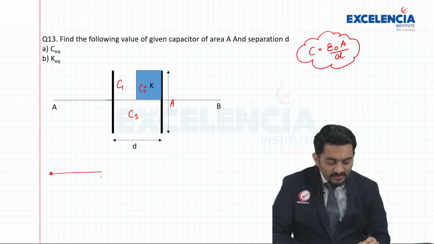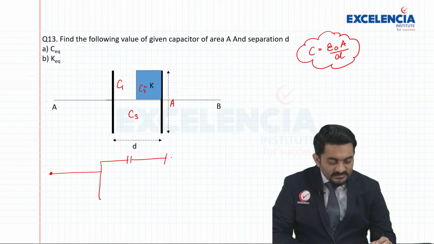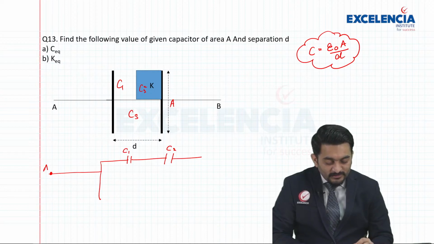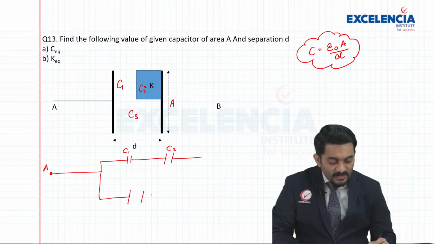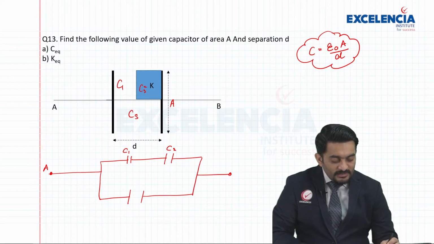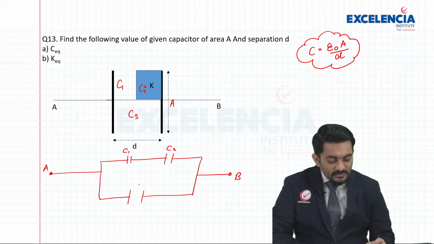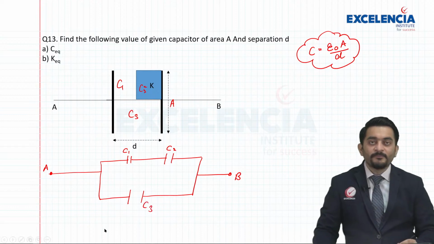From point A I will say C1 and C2. So this is my C1 and C2 appears to be connected in series with that. So this is C1, this is C2. My C3 and C1 both are connected to point A. So this is how you can draw your C3, and then your C3 and the plate of C2 are connected to point B. So this is how you can actually break this particular diagram.